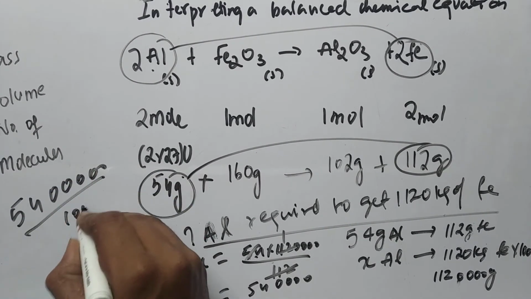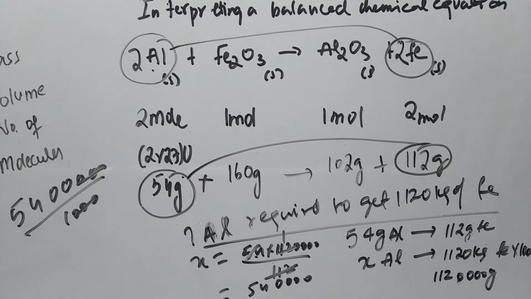So if you want to convert them into kgs, we can convert by dividing by 1000. So now we got this 540 kgs. This 540 kgs of aluminum is required to get the 1120 kgs of iron. So we can directly relate it.